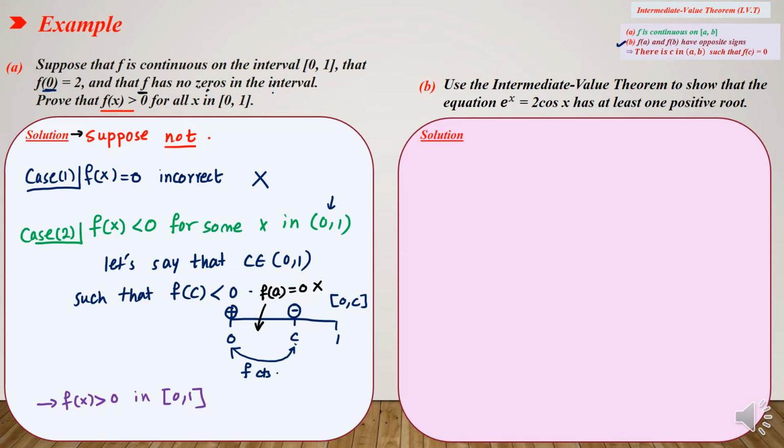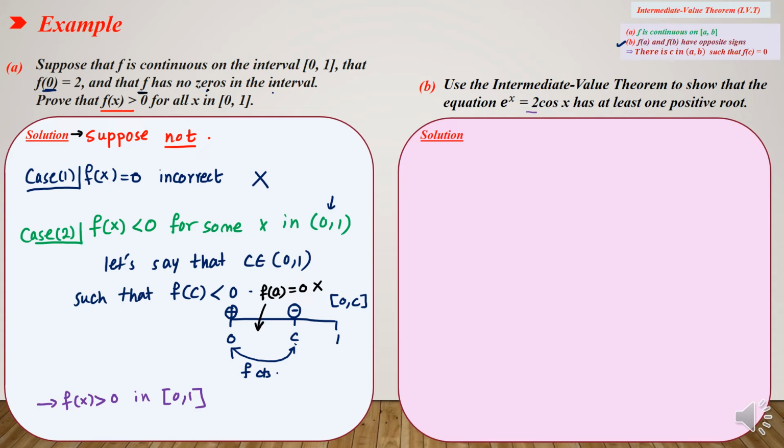Now in part B, use the intermediate value theorem to show that the equation e to the x equals 2 cosine x has exactly one positive root. So you have to use the intermediate value theorem to show that e to the x equals 2 cosine x has at least one positive root. But you know that if you want to use the intermediate value theorem, you have to get a function and an interval. But here we don't have an interval, so you have to create a function and create an interval.